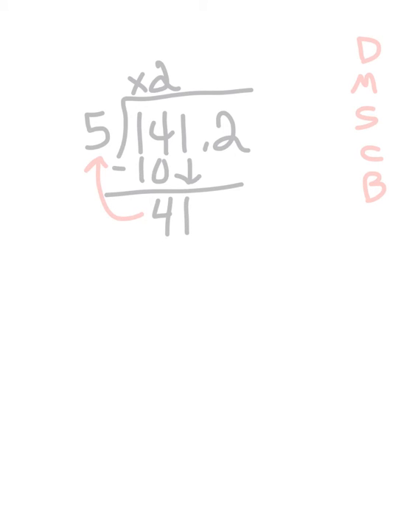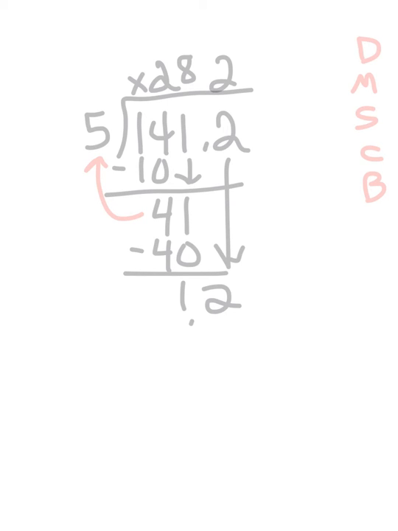Does 5 go into 41? Yes, it does. 8 times. 5 times 8 is 40. I subtract, I have 1 left over. Can I have 1 left over? Yes, I can. So I bring down my 2. How many times does 5 go into 12? It goes in 2 times. 5 times 2 is 10. I subtract. I have 2 left over. Compare. Can I have 2 left over?